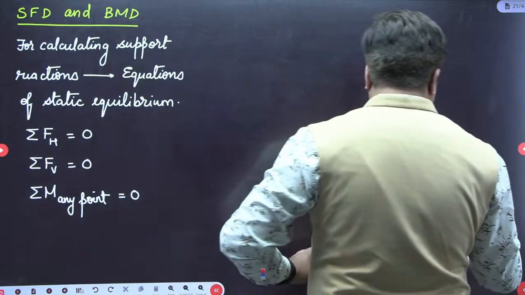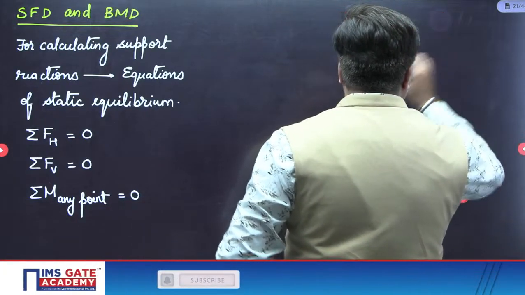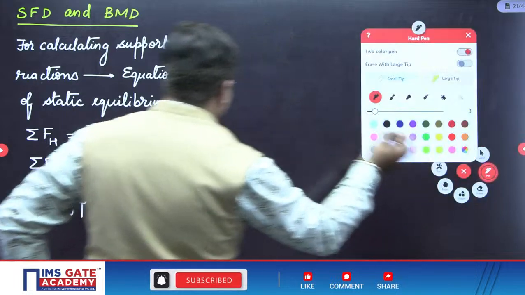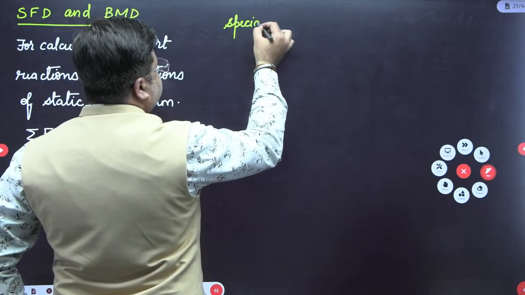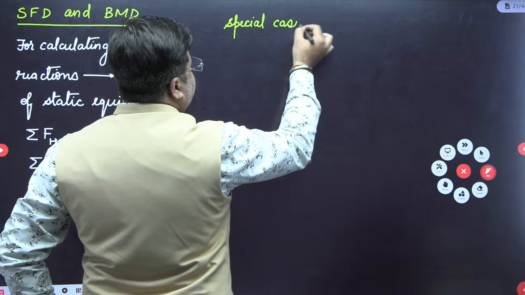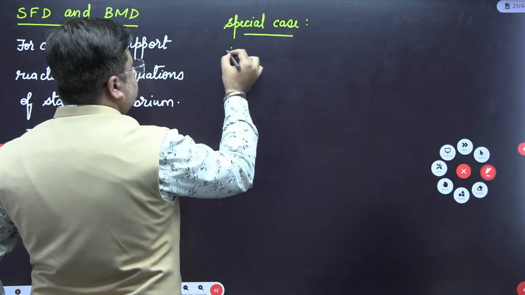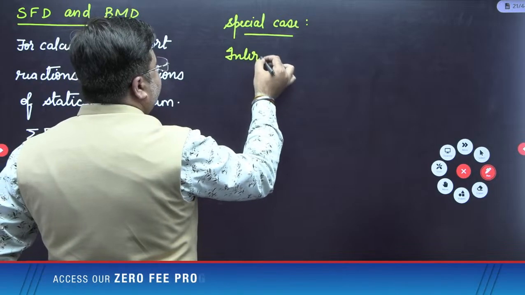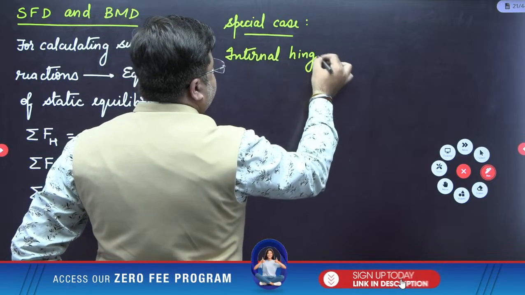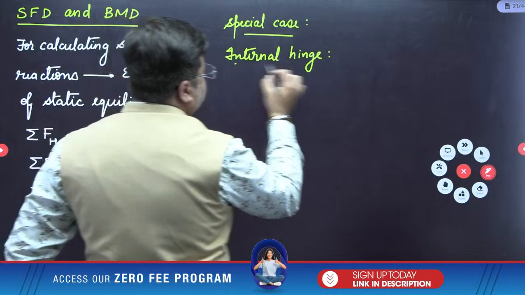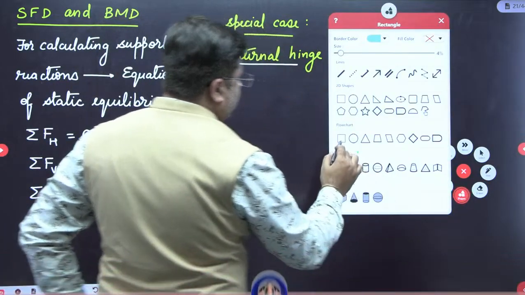Related to this, if any internal hinge is present, that is a special case. The special case is of internal hinge. If an internal hinge is present, what advantage do we get?